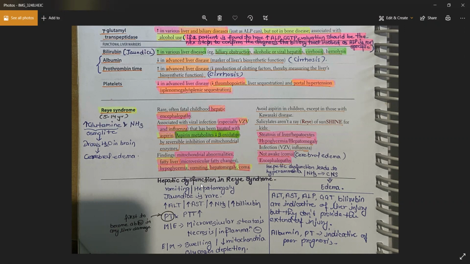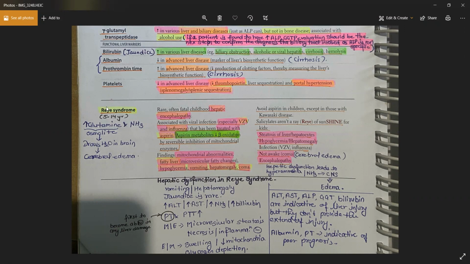Any doubt in it? No, thank you. And what markers you will get? A high ALT count, a high AST count, and the ALT count is more than the AST, right? You can also have a high PT count, right? Albumin levels would be normal in the Reye syndrome because it would take 21 days to decrease the albumin levels, right? So albumin would be absolutely normal.